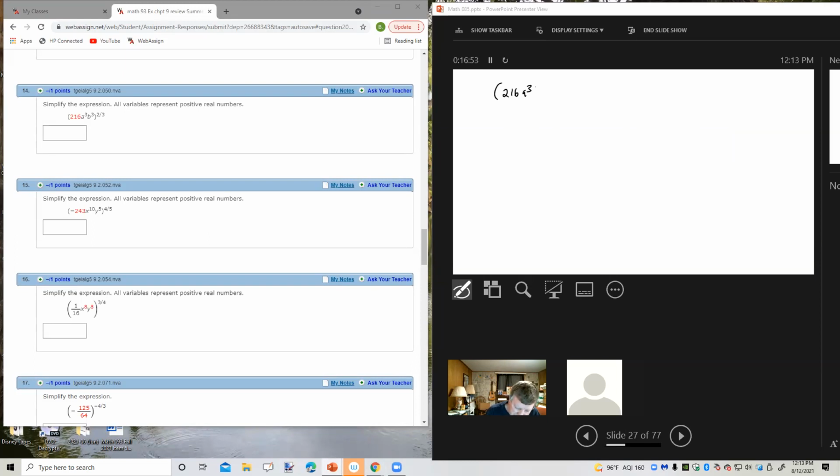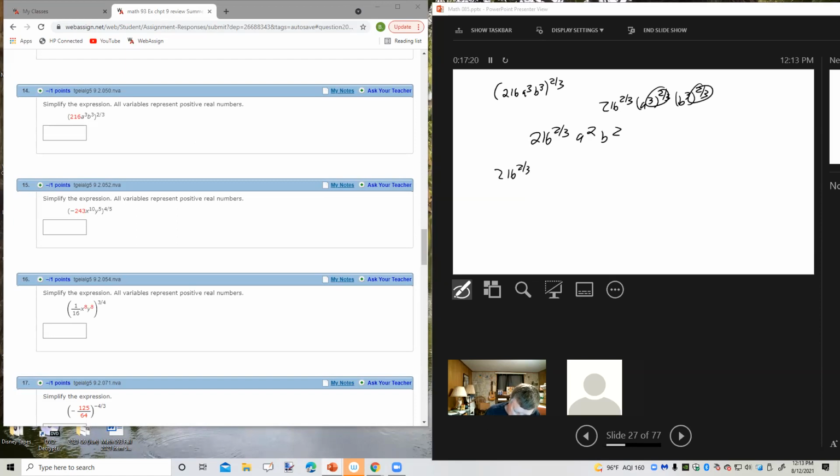216a cubed b cubed to the 2/3 power. So that would be 216 to the 2/3 power, a cubed to the 2/3 power, b cubed to the 2/3 power, which is 216 to the 2/3 power, a to the 6/3, which is a squared, b to the 6/3, which is b squared.